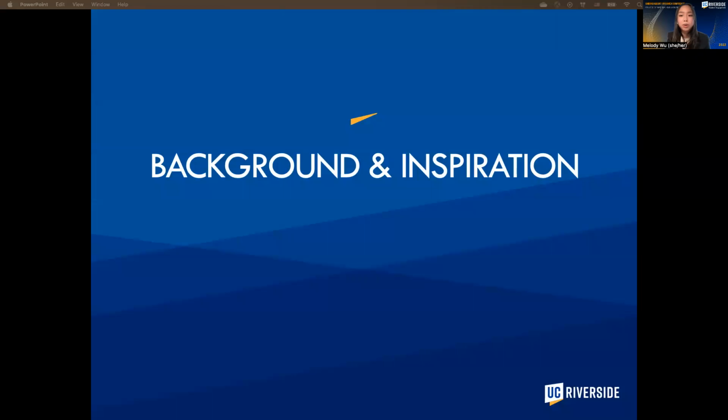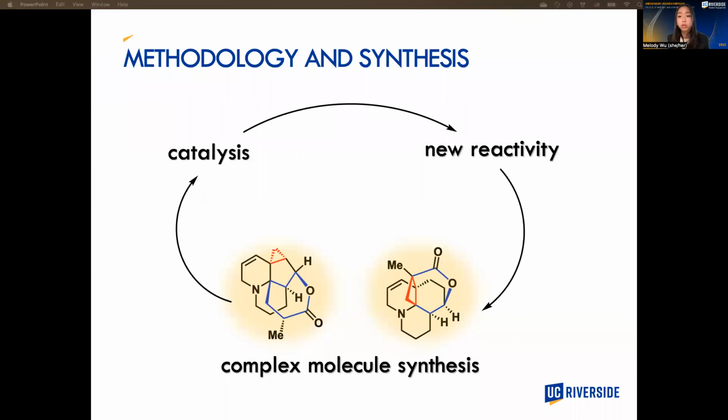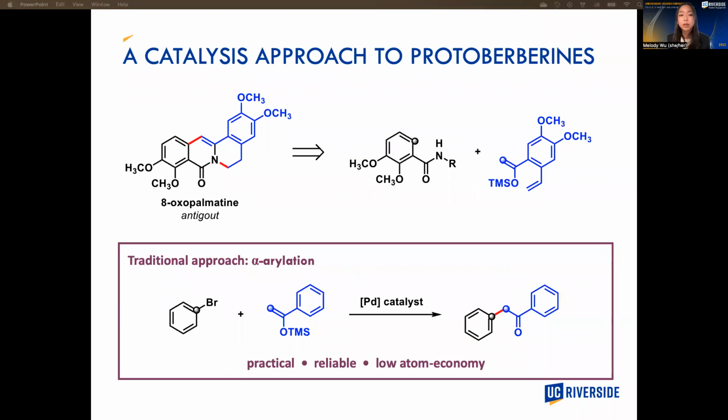And so the background and inspiration behind my project revolves around the general theme of our lab, which is basically developing new chemistry to make biologically active molecules. An example of such molecules is 8-oxopalmatine, which has anti-gout properties, and we are able to form this molecule using new chemistry. And so 8-oxopalmatine is part of a group of molecules called protoberberines, which we propose can be formed from two smaller fragments via a direct carbon-carbon bond, which we see highlighted here in red.